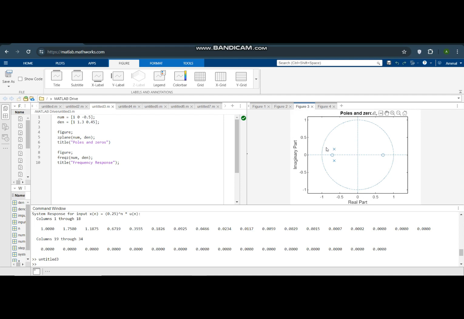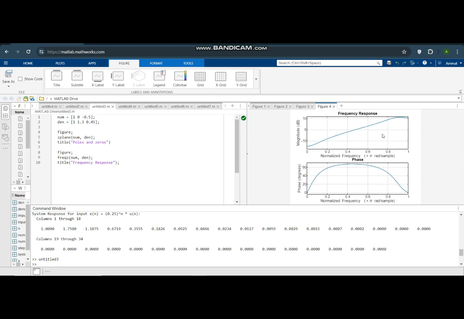In this figure we can see the pole-zero plot. Here we can see the poles are inside the unit circle, so the system will be stable. And this represents the frequency response and phase response of the specified transfer function.